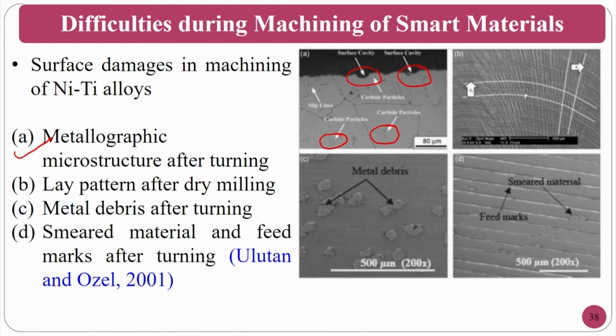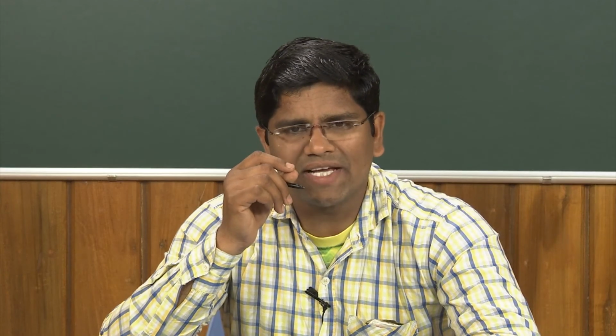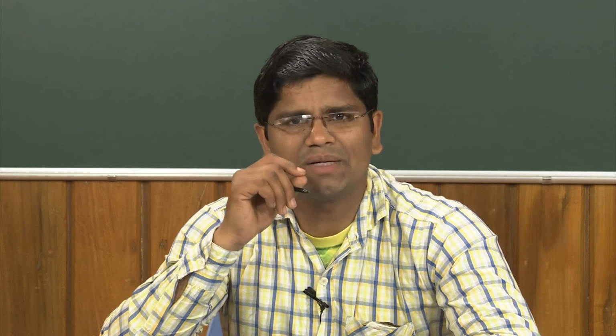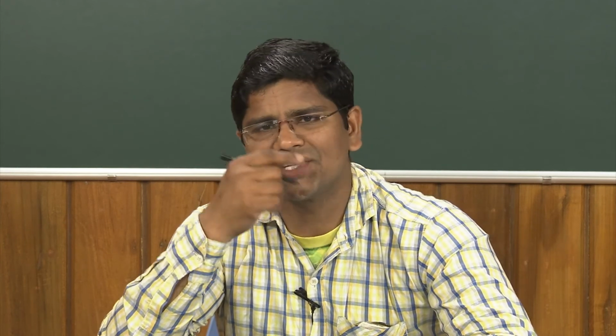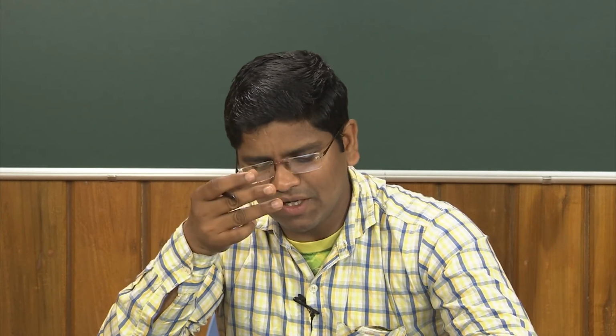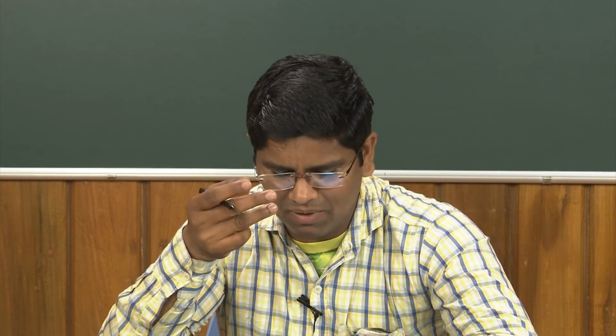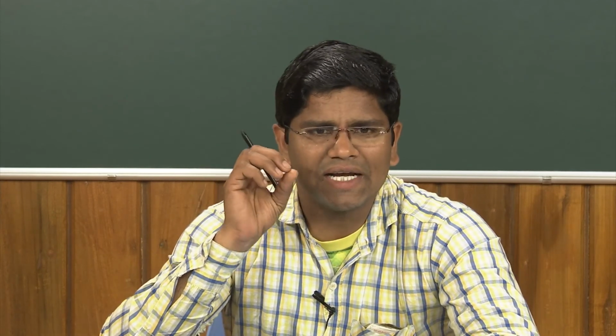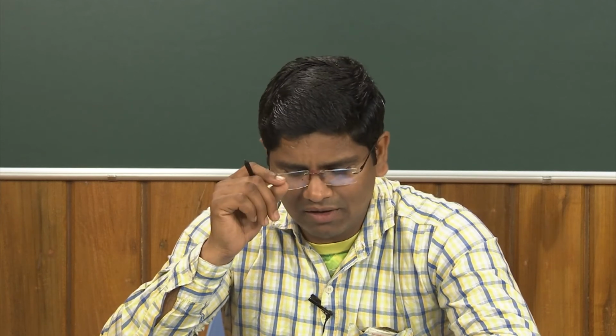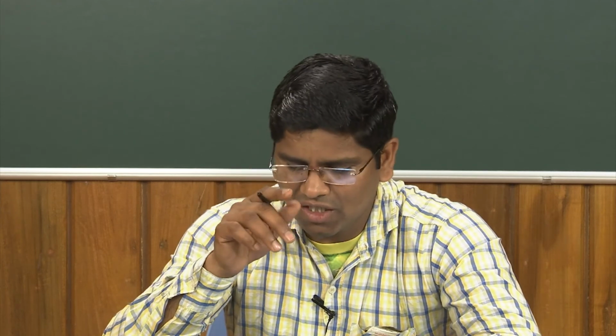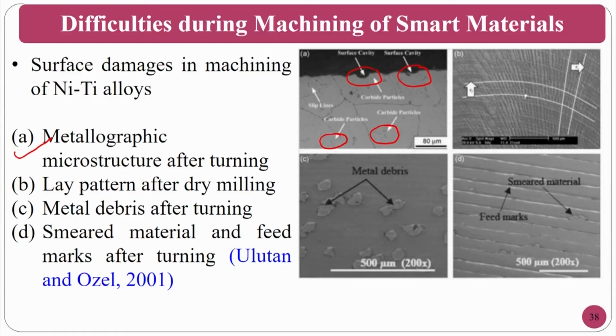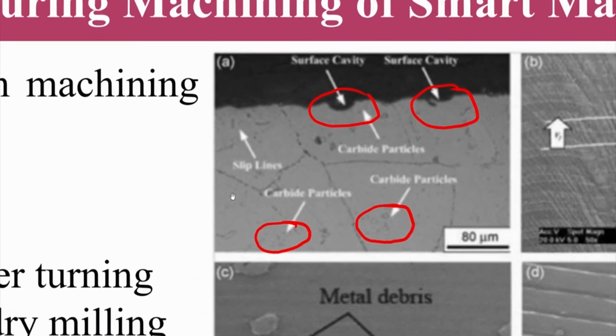Nickel titanium alloys are one of the common examples of smart materials. These are the materials that will be used for stent applications and all those things. Not only stent applications, you can use them for many applications. Whenever the nickel titanium alloys, that is called nitinol, are machined conventionally using carbide tools, you can see there is a diffusion of the carbide particles into the workpiece. That is, diffusion is taking place here.